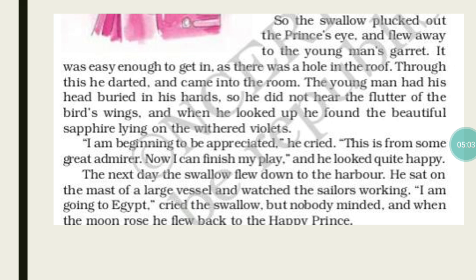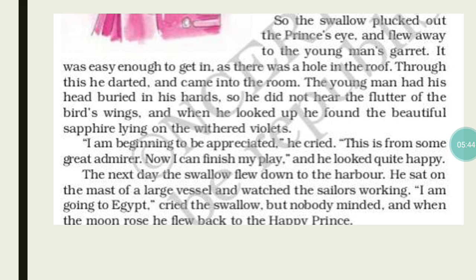So what's going on there, children? Yes, the swallow plucked out the prince's eye and flew to the young man's garret. It was easy enough to get in as there was a hole in the roof. So it was easy for the little swallow to get into the room of the young man, the playwright, because there was a hole in the roof. Through this he darted. Darted means he pushed forward. So through this hole he pushed forward and came into the room.